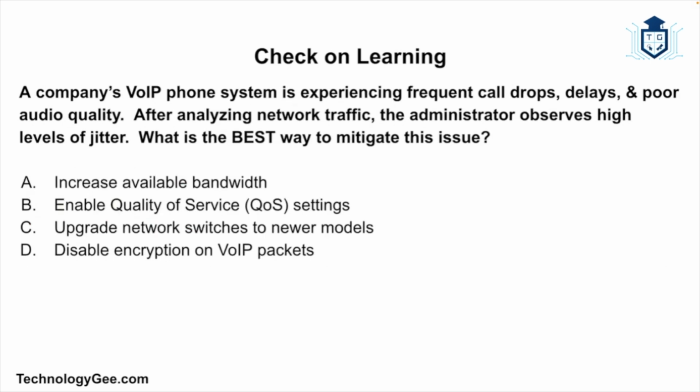Next question. A company's voice over IP phone system is experiencing frequent call drops, delays, and poor audio quality. After analyzing network traffic, the admin observes high levels of jitter. What is the best way to mitigate this issue? Would it be to increase available bandwidth, enable quality of service settings, upgrade network switches to newer models, or disable encryption on voice over IP packets?